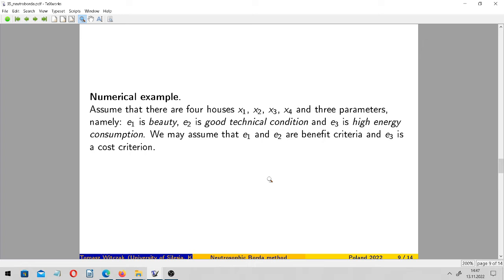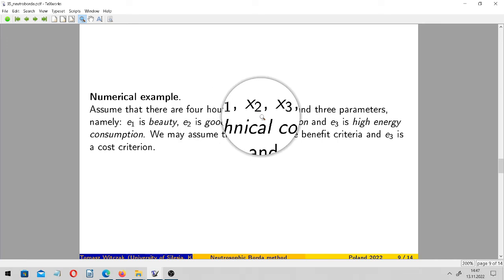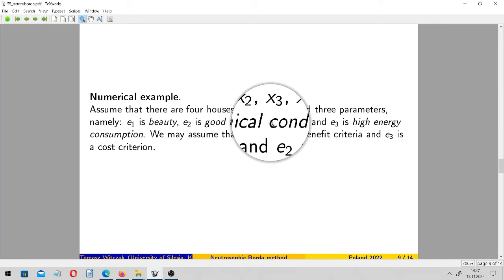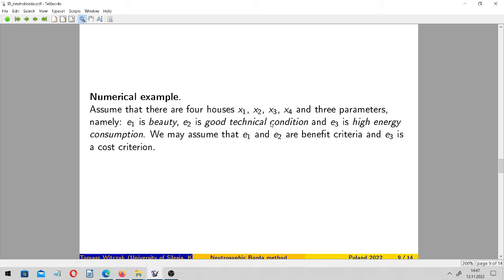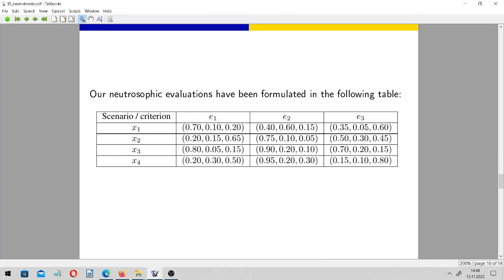Here is a numerical example. Assume that there are 4 houses, x1, x2, x3, x4, and there are 3 parameters: beauty, which is a benefit criterion, good technical condition, again a benefit criterion, where good truth values are okay, and high energy consumption, the third criterion. Here we assume that this is a cost criterion, so it's good if its falsity values are high, while its truth values should be low. We prefer low. And assume that we have the following Neutrosophic evaluations in this table.